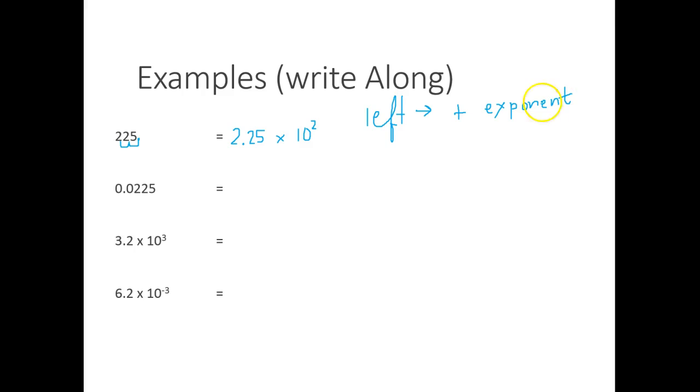Okay. Now let's go ahead and do this one. So I'm going to go ahead and move this decimal over so there's just one number to the left of it. So we're going to go 1, 2, but because we moved it to the right, we're going to have a case where it's a negative exponent. Okay? So now we're going to have 2.25 times 10 to the negative 2. So if you move that decimal to the right, that's going to be a negative exponent.